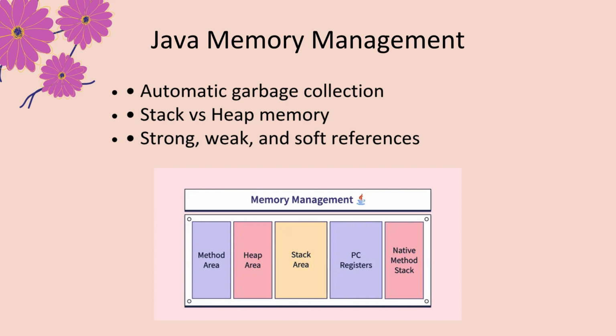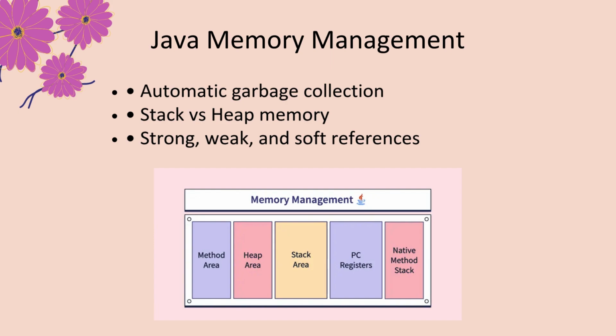and for diagnosing memory-related issues. Java divides memory into two primary areas, the stack and the heap. The stack is a LIFO, last in first out, structure used for storing local variables, primitive data types, and method call frames. Memory allocation and deallocation here are extremely fast and automatically managed. The heap, on the other hand, is where all the objects created by the new keyword are stored, and it's managed by the garbage collector, which reclaims memory occupied by objects that are no longer referenced.